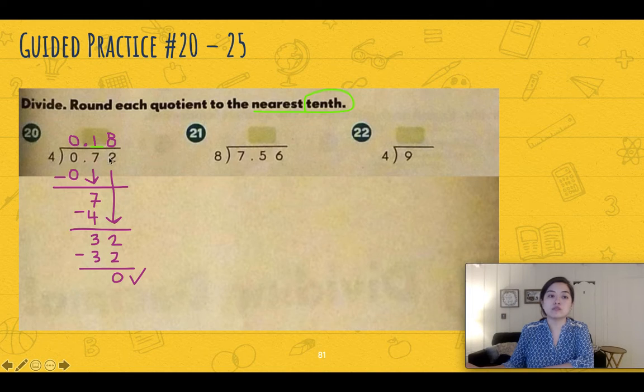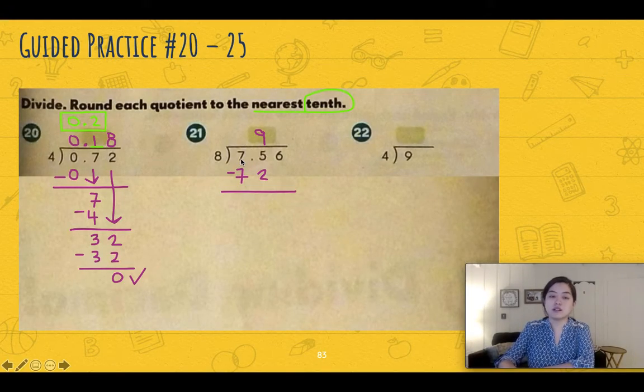So how do I know? Let's look in the next place value column here, the 8. 8 is greater than 5, so that means for this one, I have to round it up. So it's 0.2. All right, let's look at 21.